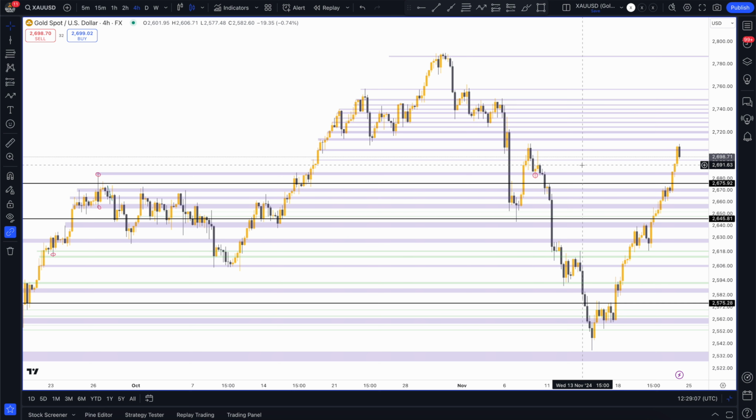Overall conclusion is that the most probable move for next week is a bullish move with some slight, minor bearish retracements. So yeah, overall bullish move. And that's going to be that.